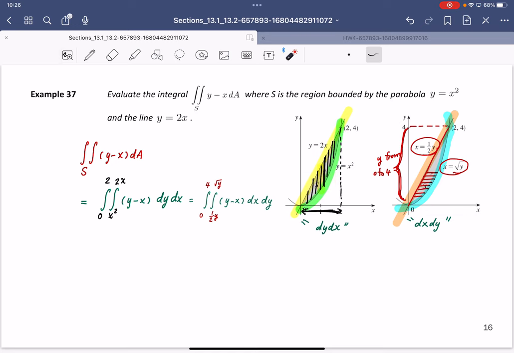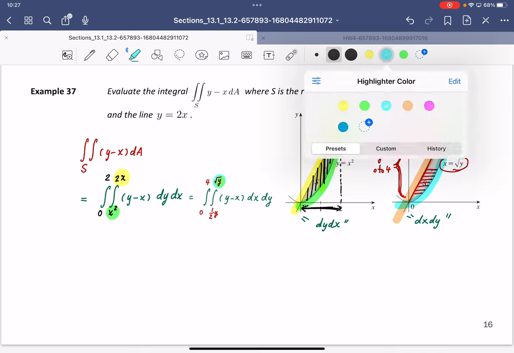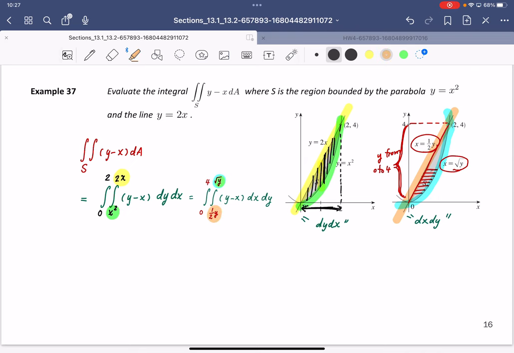If you pick to do dy dx, it means you slide this way. If you slide this way, you have to think about which one is on the bottom and which one is on the top. The bottom one, the green one, is going to be this function here. The top one is going to be here. Does it make sense? And it is the same thing with the second picture. This is going to be the top one, and the left-hand side one is going to be this one.